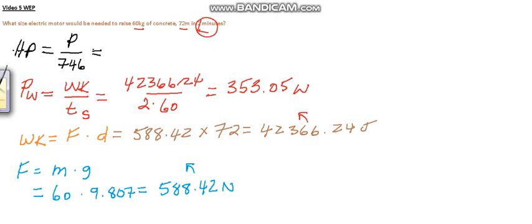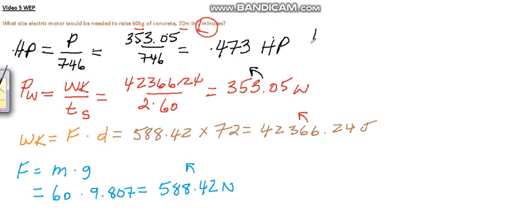And then if I take that and pop it into that formula, my wattage divided by 746 watts per horsepower tells me I need a 0.473 horsepower motor. So I would say a half horsepower motor is required to raise 60 kilos of concrete 72 meters in 2 minutes.